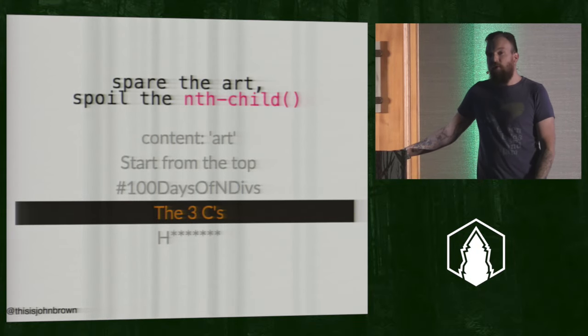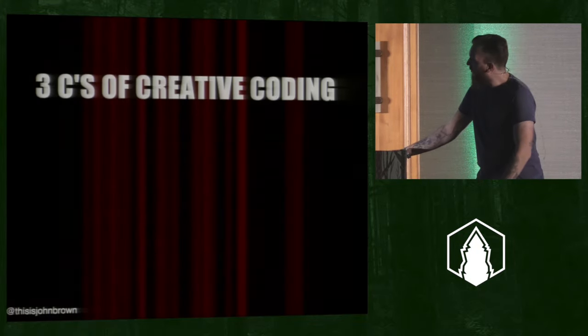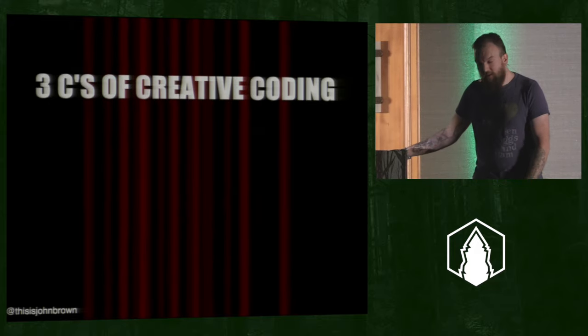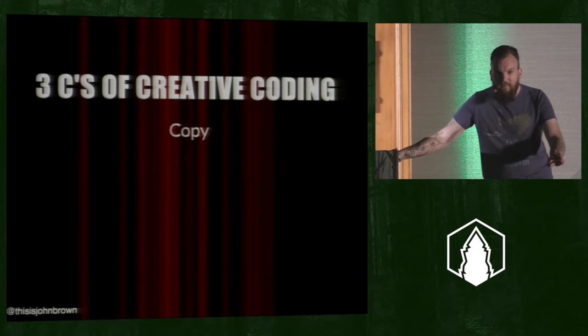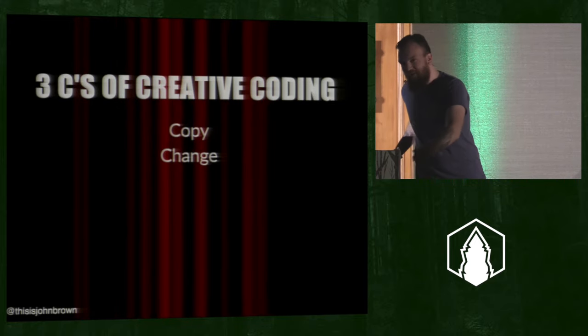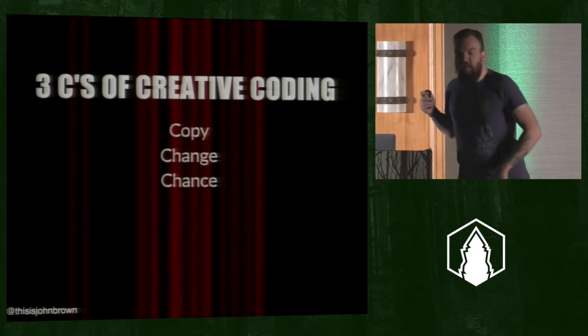So I'm going to get you to the 3 C's of creative coding. Anybody that knows me knows I love alliteration, so we're going to get to it right now. The 3 C's of creative coding: copy, change, and chance. So, copy.